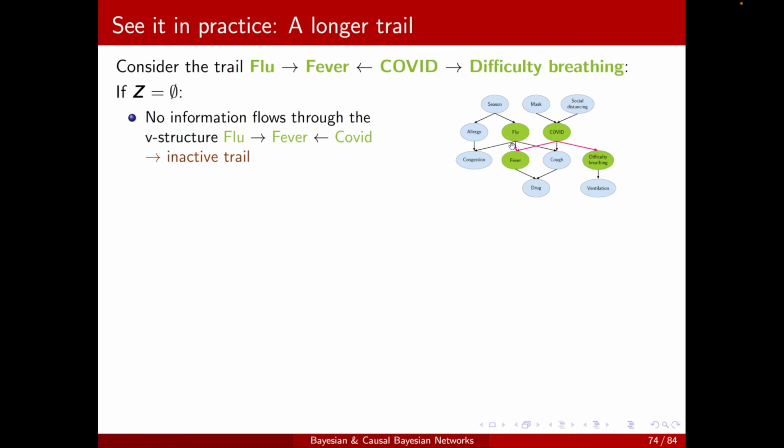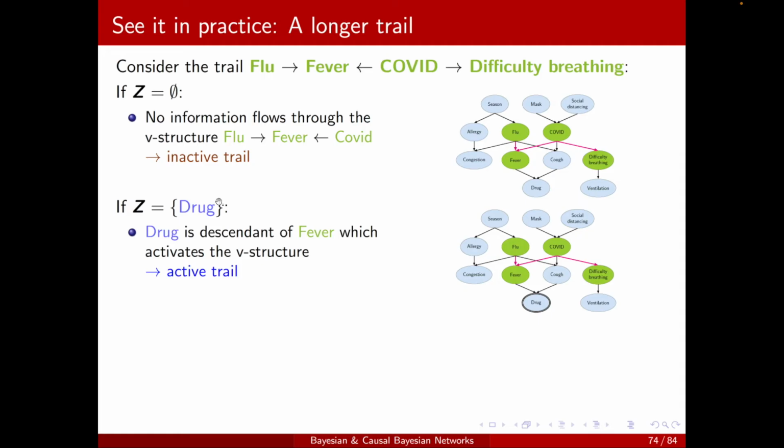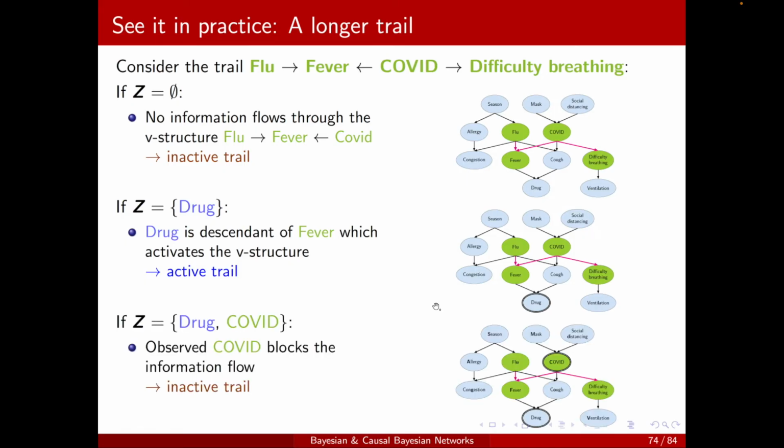Now, is this an active or inactive trail? We have a V structure, nothing is observed, so of course it's inactive. Another example, same trail, but this time drug is observed. It's one of the descendants of the V structure, so of course it is active this time. Now, what if both COVID and drug were observed?